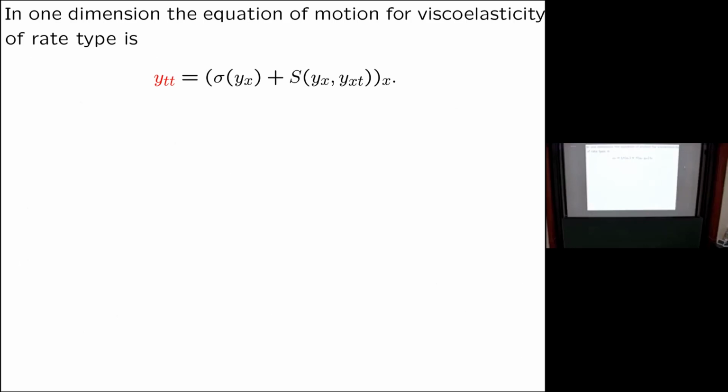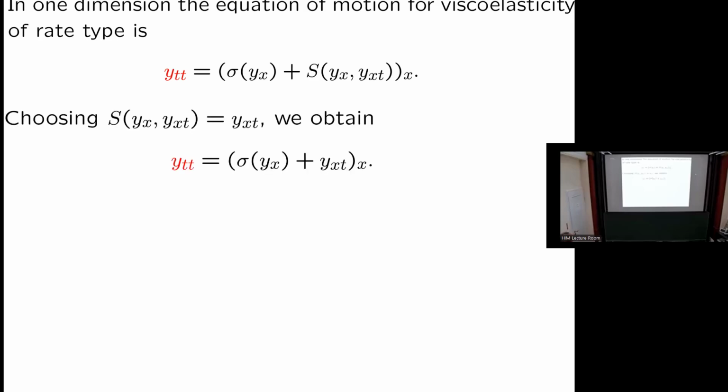Okay, so now how do we get the equation? In one dimension, the equation of motion for viscoelasticity of rate type, taken for the density 1, is that the acceleration is equal to the divergence of the stress. The stress here is split up into two pieces: a purely elastic part, stress depending on y_x, the strain, plus a viscoelastic part where it depends also on y_xt.